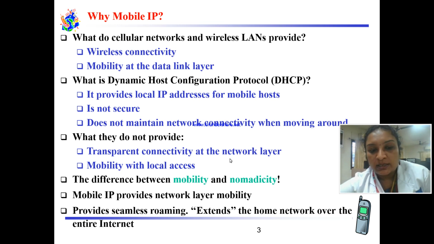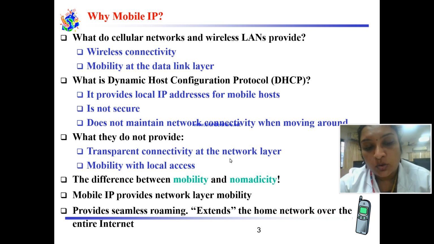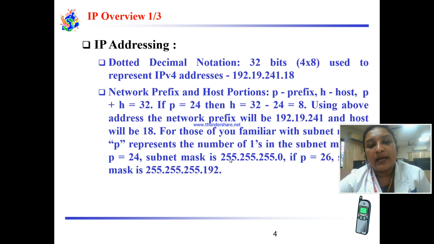We have to know the difference between mobility and normality. Mobile IP provides network layer mobility, and without mobility it will be normality. We are able to provide seamless roaming and extend the home network over the entire network. In mobile IP, we give the address as 32 bits, which represents your IPv4 address. Nowadays we use IPv4 or IPv6. Instead of 32 bits, you use 128 bits to represent your IPv6 address. This is the prefix and the host part: P is the prefix, H is the host, and we consider how many bits there will be.